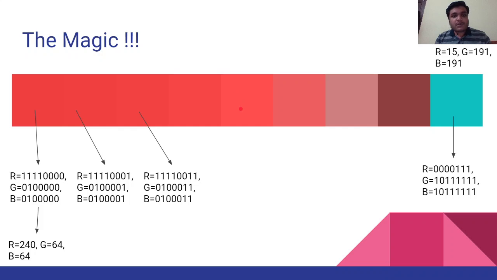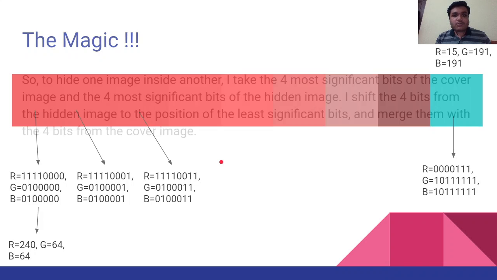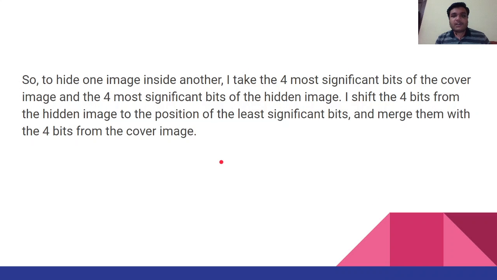But after changing the 4th bit, you can see that the color variance becomes significant. So now I am going to show you how we are going to hide data inside images. We will take the four most significant bits of the cover image. Cover image is the one image inside which we are going to hide data, and four most significant bits of the hidden image. Why are we taking four most significant bits of the hidden image? So that during the retrieval, the quality of the hidden image won't be affected much.